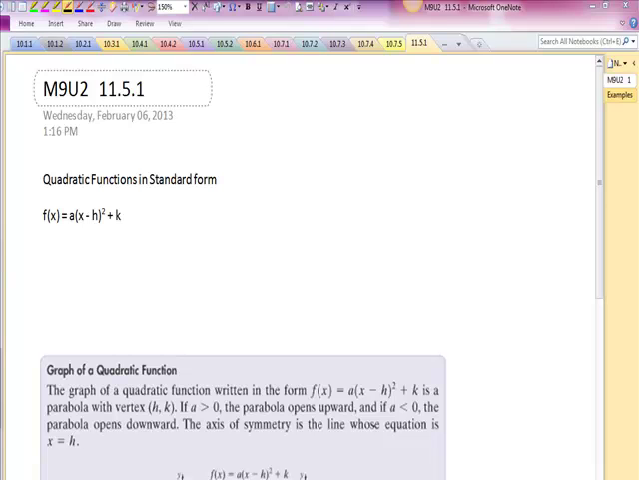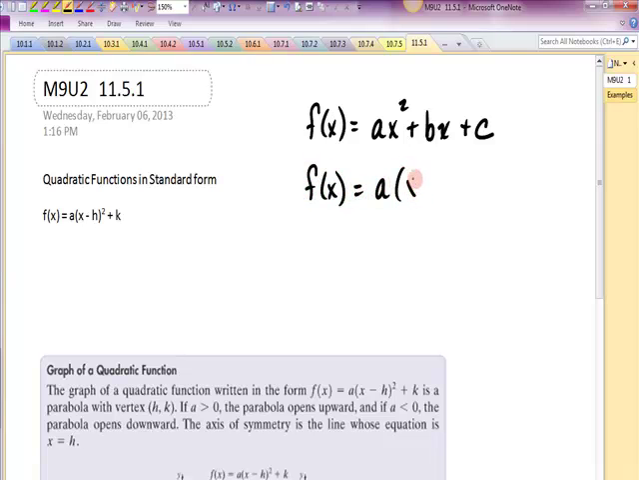In the last two lessons, we're going to use not just quadratic equations, but quadratic functions. And a quadratic function is going to be a relationship, and it will have a graph that we could look at. Now, quadratic functions either look like f of x is equal to ax squared plus bx plus c, and that is called general form, or f of x is equal to a times x minus h squared plus k, and that's called standard form.